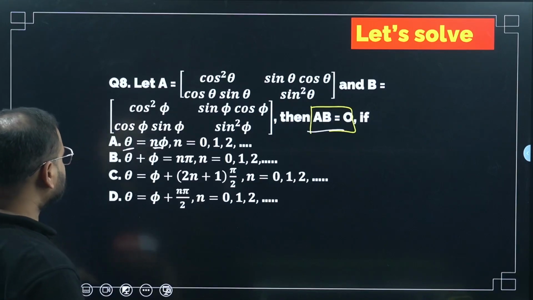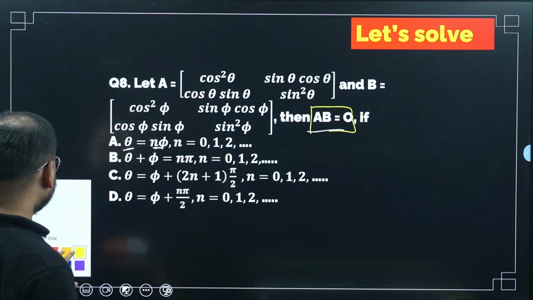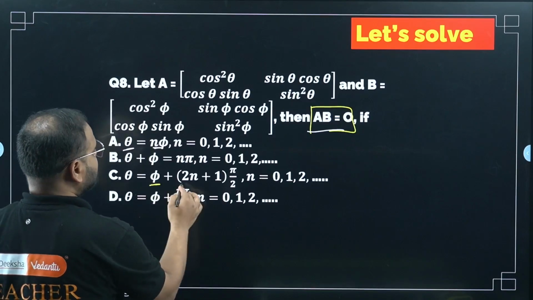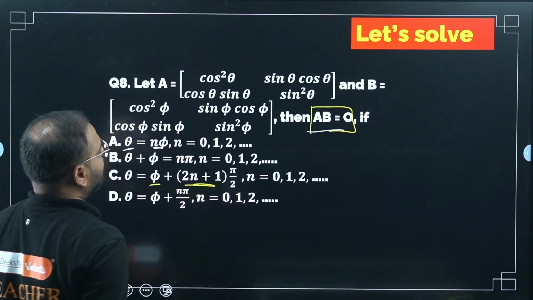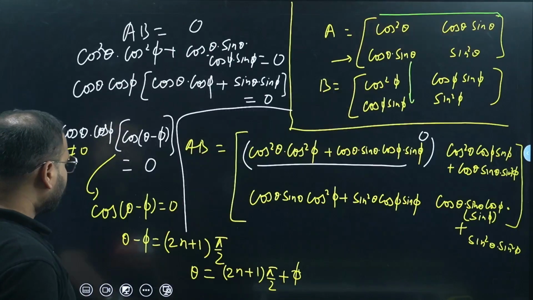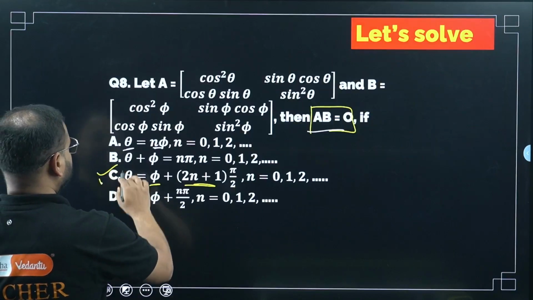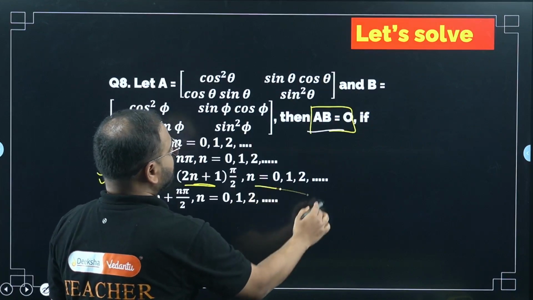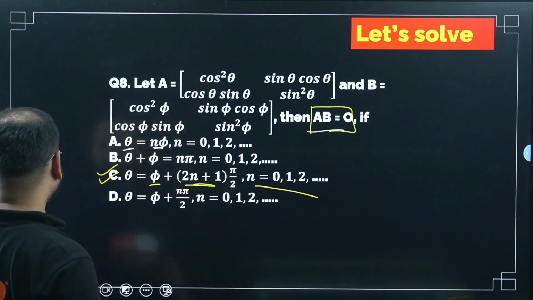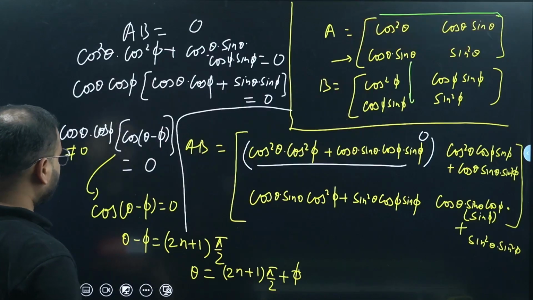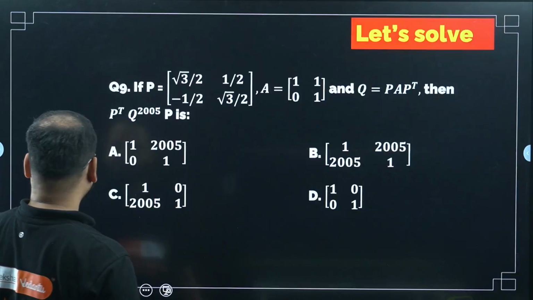Yes, I think option C is correct. Phi plus 2n plus 1 pi by 2. Option C is correct, for n belonging to 0, 1, 2. I hope this is clear.